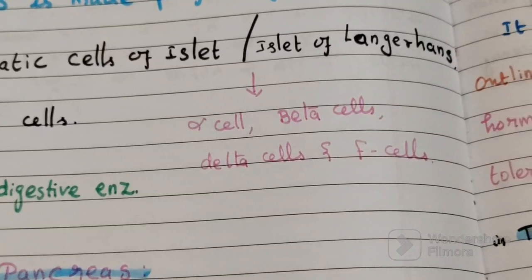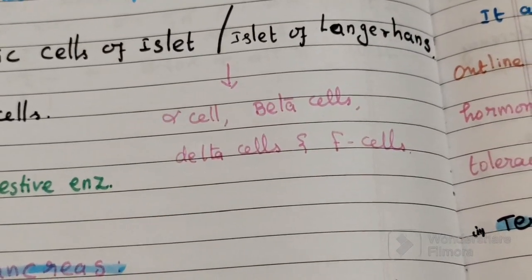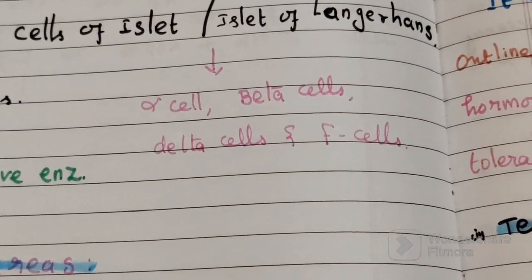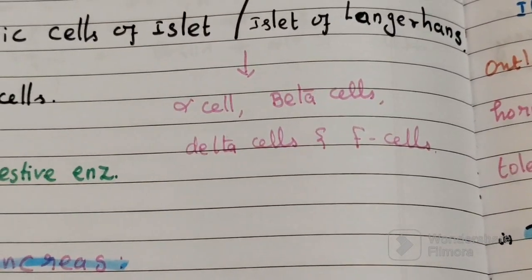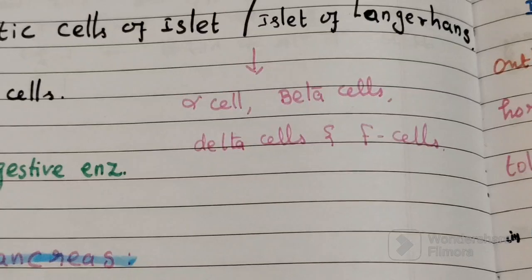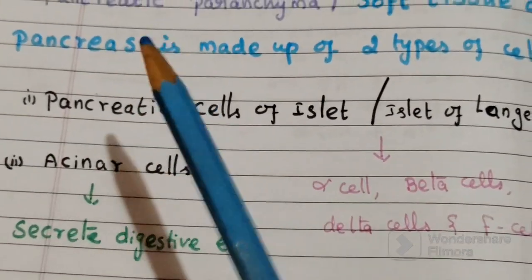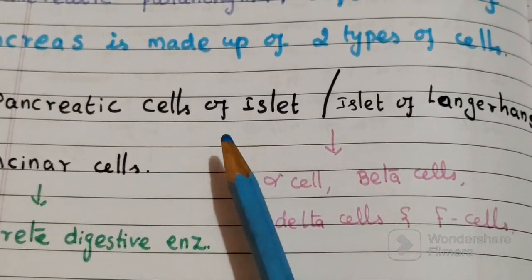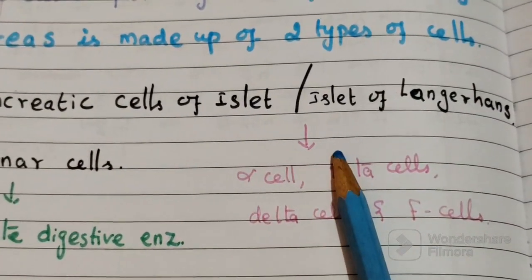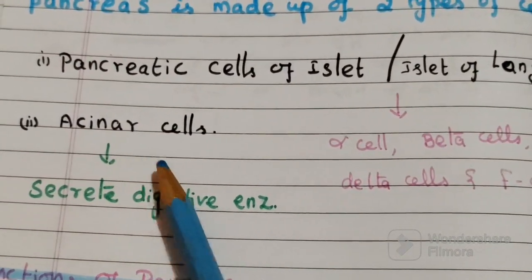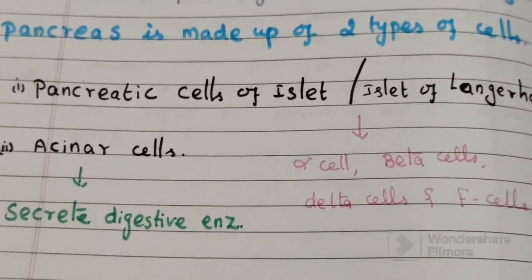Pancreatic cells of islet have various types: alpha cell, beta cell, delta cell and F cell. They secrete various types of hormones. So the pancreatic cells of islet secrete various hormones, while the acinar cells secrete digestive enzymes.